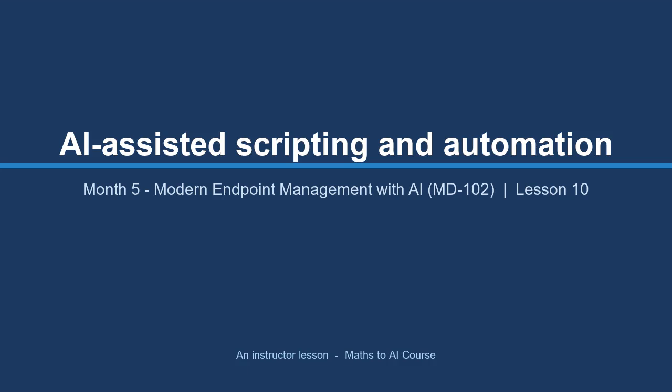Welcome to the final lesson of the month. This is the one that can genuinely multiply your output, using AI to write PowerShell for endpoint tasks. Graph queries, bulk operations, Intune remediation scripts, all drafted in seconds. But automation runs on real machines, so this lesson carries the strongest verification warning of all. AI writes the first draft, you read every single line, and you test before you trust. Let's begin.